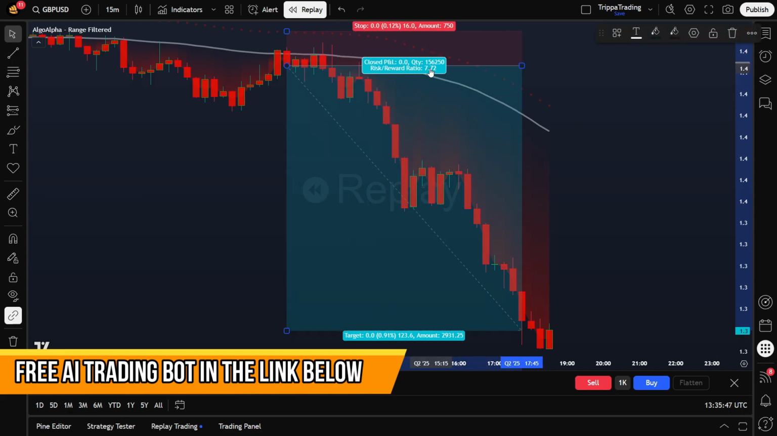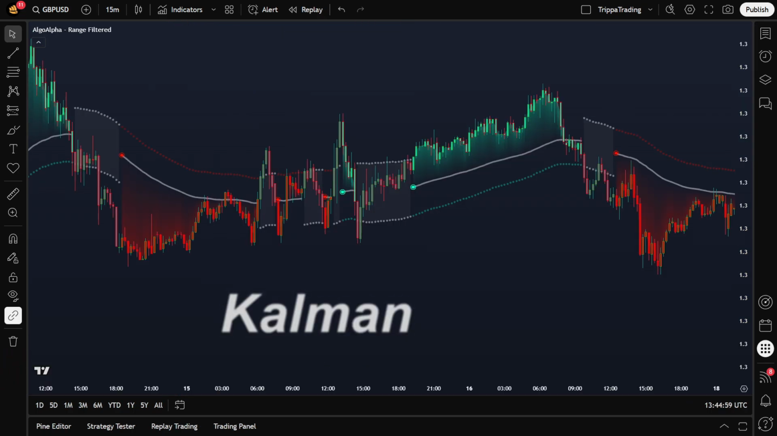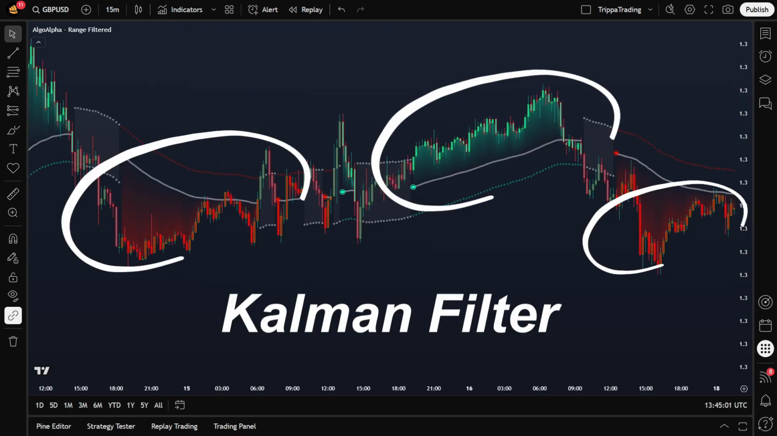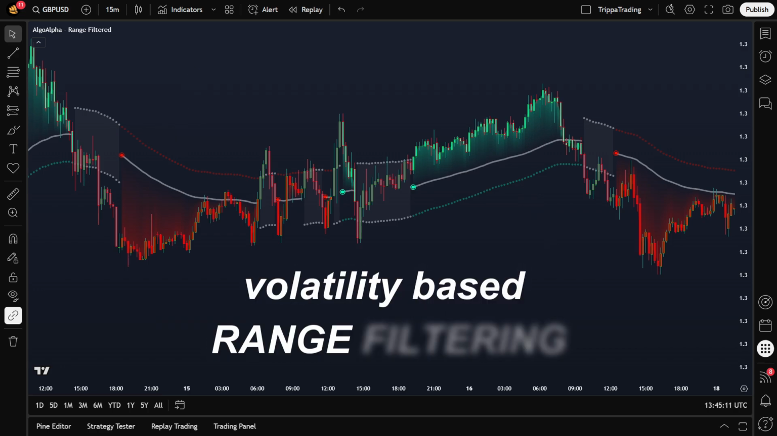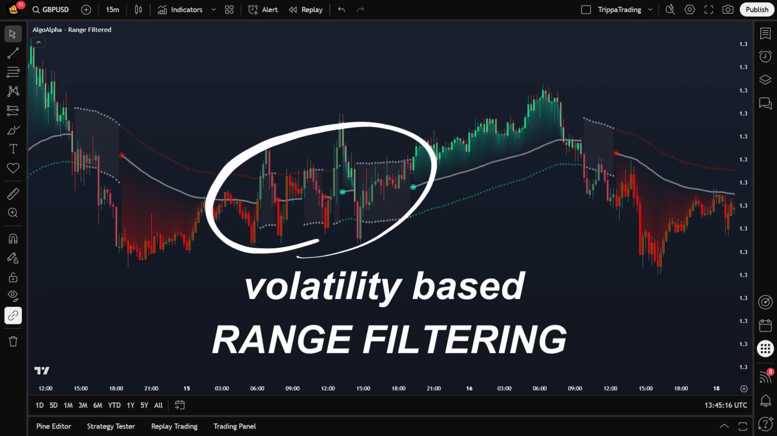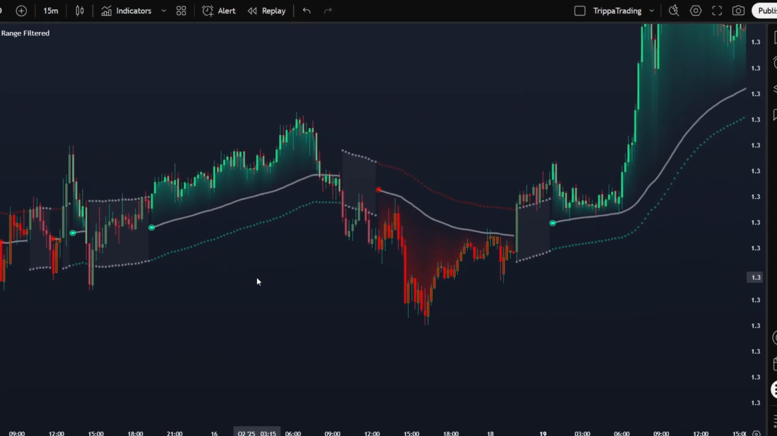To understand how this indicator works, think of it as a 3-step engine. First, it uses that Kalman filter to clean up noisy price data without causing major lag. Then, it applies the supertrend logic on that cleaned up data to identify bullish or bearish shifts. Finally, it uses volatility-based range filtering to detect whether price is actually moving with intent or just chopping sideways. This combo helps reduce false signals and keeps you focused on more reliable trend setups.